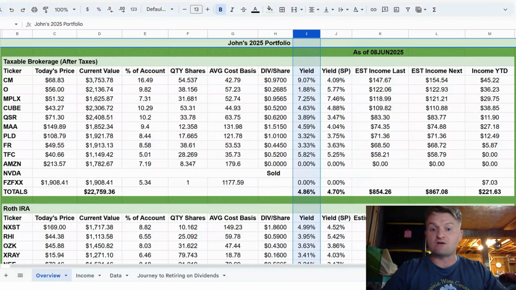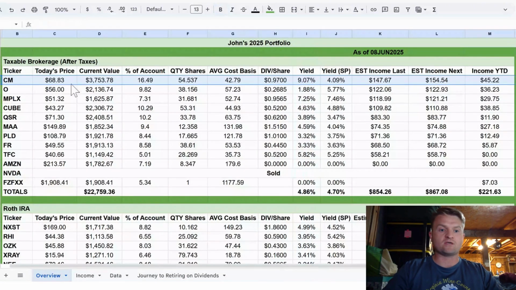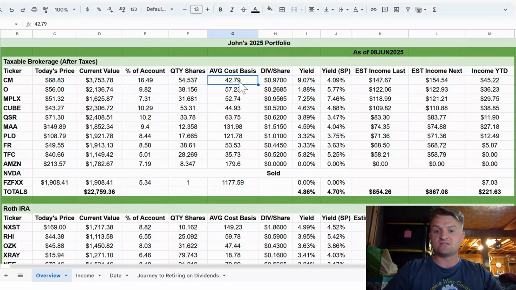So to kind of break that down real quickly, let's look at CM, for example. Highlight. There we go. Okay, so today's price is $68.83. That's as of this past Friday. My average cost basis is this cell here. That's $42.79. The dividends per share, there you go, is 97 cents per share.